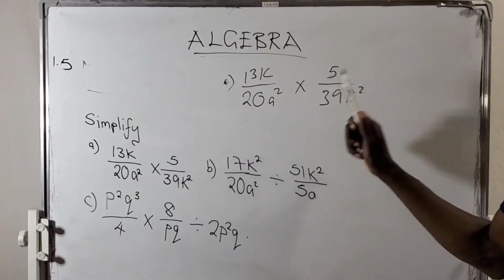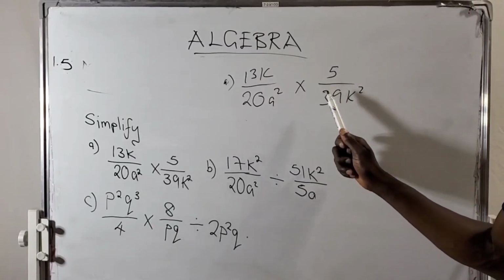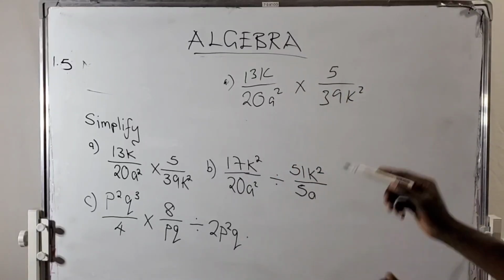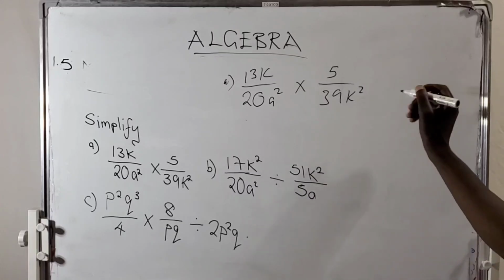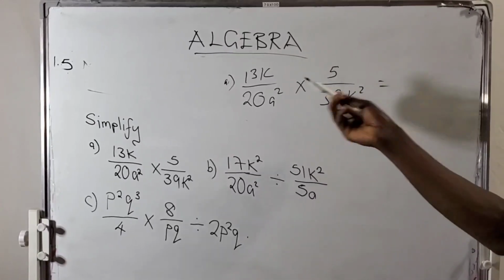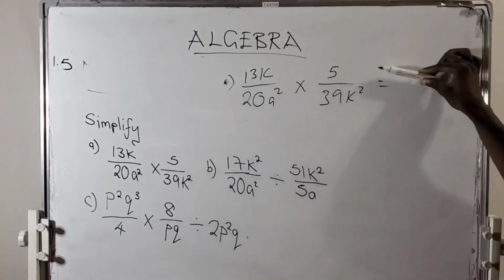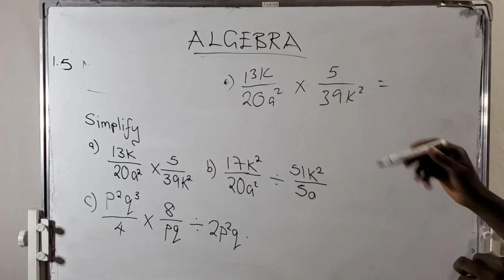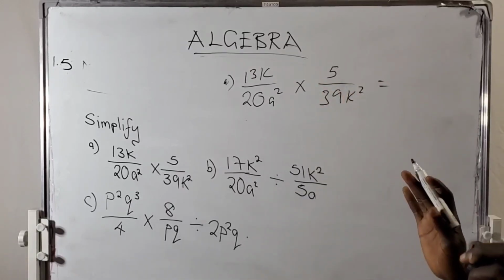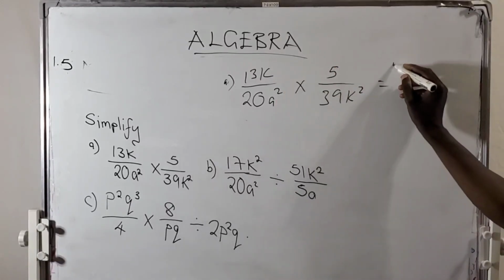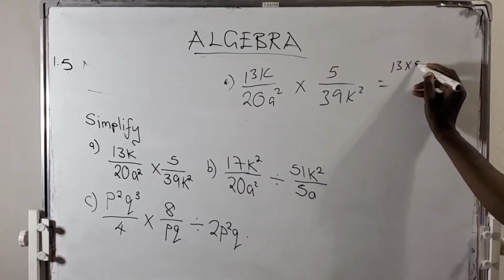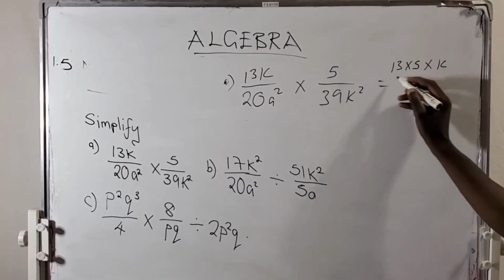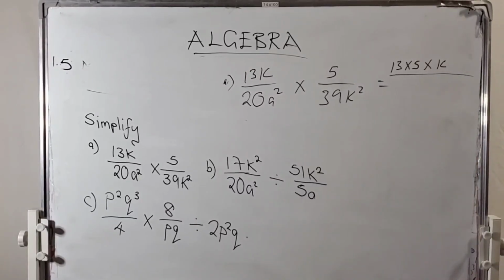If it is a multiplication, you should know that you're going to just multiply direct. This is how you do it. If it's a multiplication, multiply direct. If there's a division, I'll show you how we do that on the next example. So now, group numbers together. We're going to say 13 times 5, then times k. We want to make one fraction.